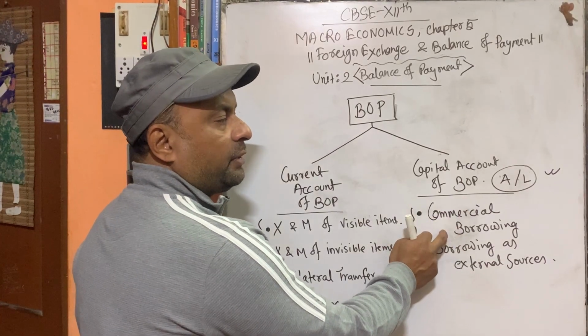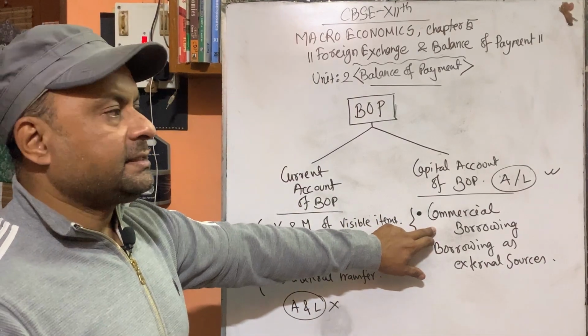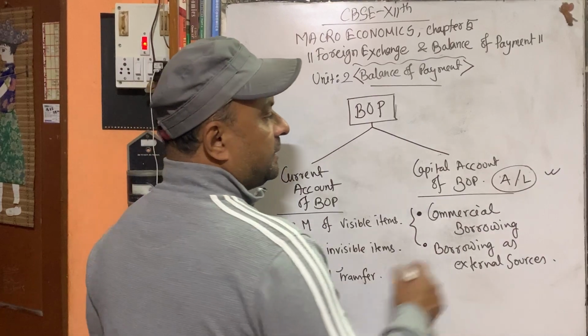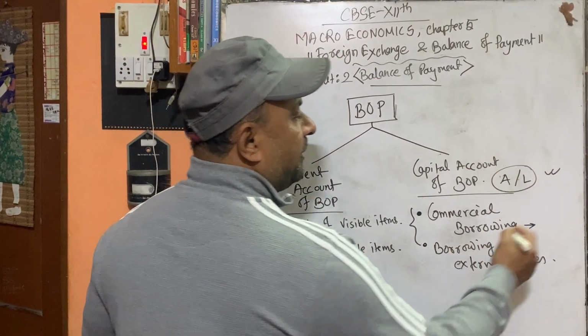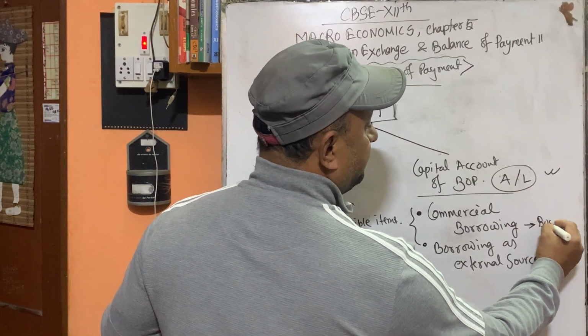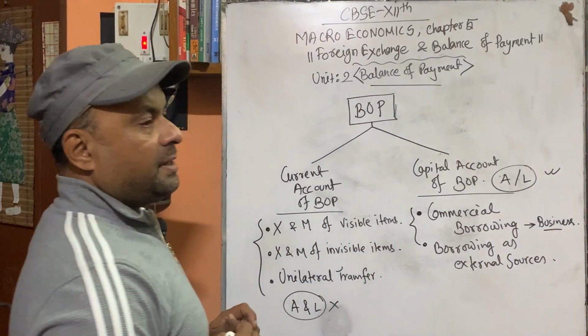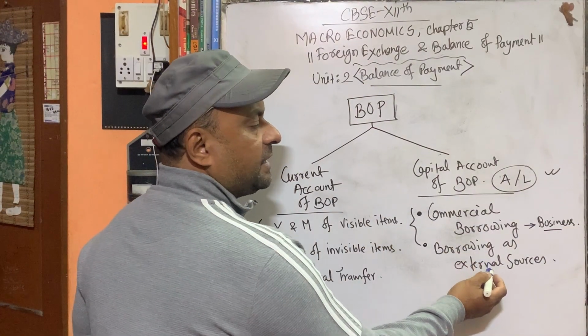That time the India government will earn money. This is commercial borrowing. And that time the interest rate is the normal interest rate, or at some times the rate may be more than the normal market rate. This is commercial borrowing, where borrowing is made for the purpose of business or income motive or profit motive. This is commercial borrowing. Just the reverse thing, borrowing as external sources.